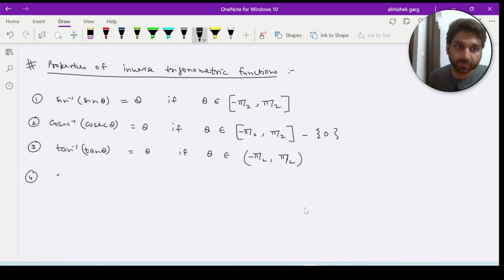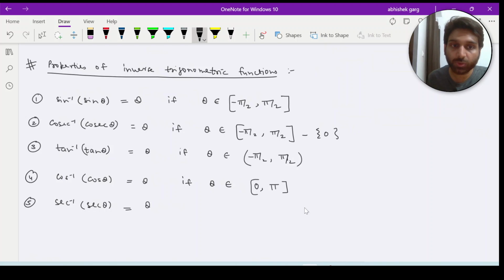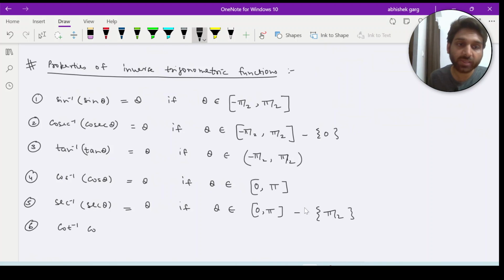The fourth property we have is cos inverse cos theta. Cos inverse cos theta is theta if theta belongs to 0 to pi closed interval. The fifth property is sec inverse sec theta. Sec inverse sec theta is equal to theta if theta belongs to the closed interval 0 to pi except pi by 2. So we'll eliminate pi by 2 from this range. And the last property is cot inverse cot theta. Cot inverse cot theta is equal to theta if theta belongs to open interval 0 to pi.